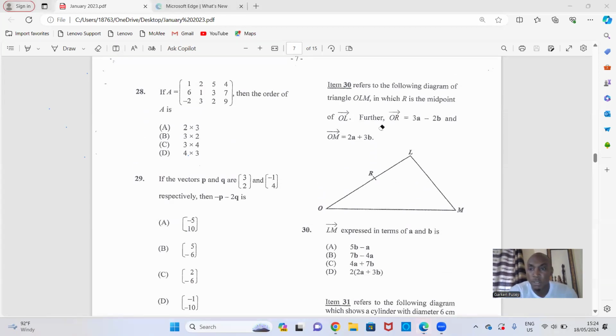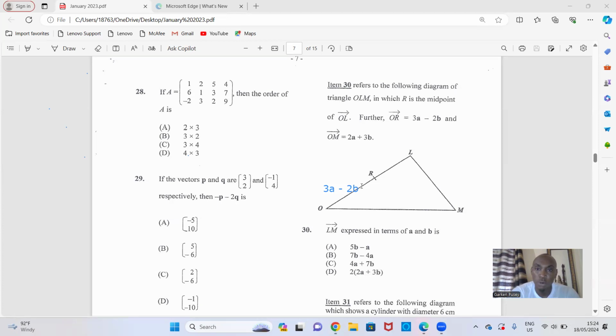And these questions, you have to read them carefully. It says, item 30 refers to the following diagram of triangle OLM, in which R is the midpoint of OL. So it means R is going to fall exactly in the middle of OL. It says further, vector OR is equal to 3A minus 2B. So let me just type that in. So this is 3A minus 2B. That's vector OR.